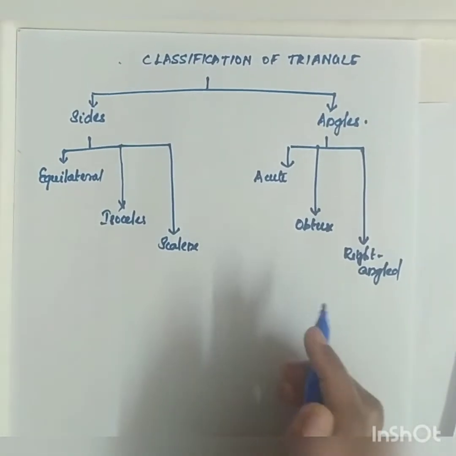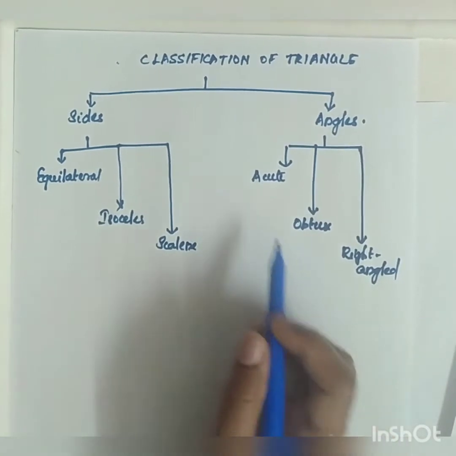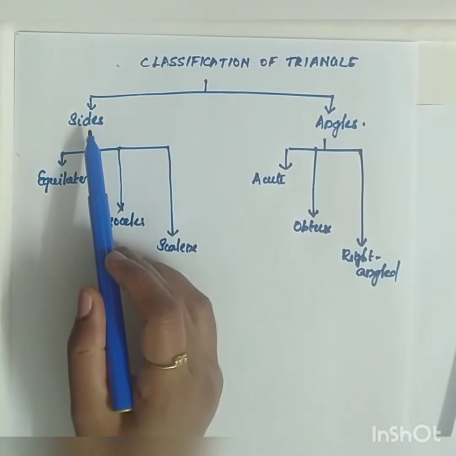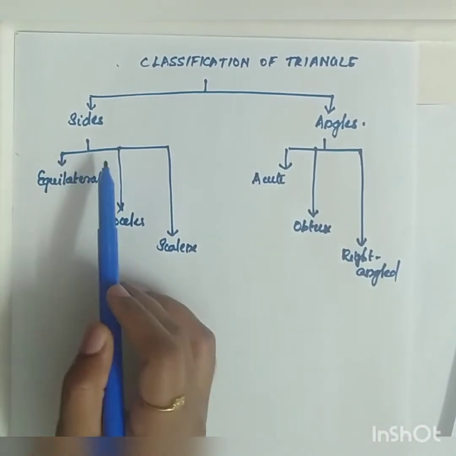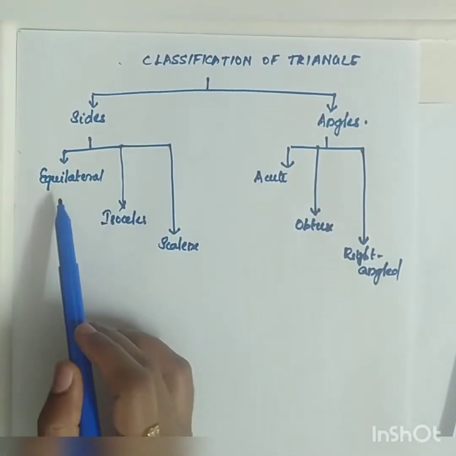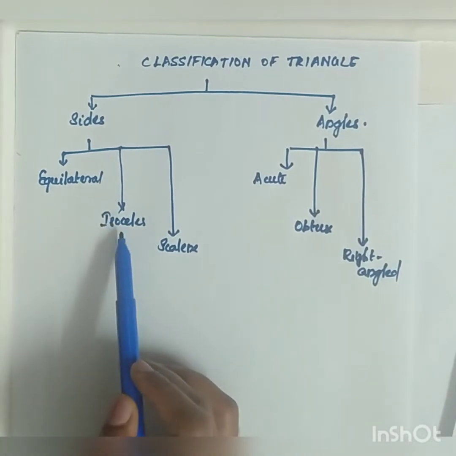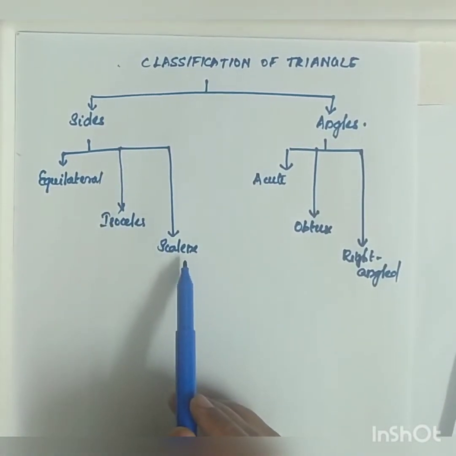So next we can see the classification of the triangle. The classification of the triangle is based on sides as well as angles. Based on the sides, it can be classified into 3 types: equilateral triangle, isosceles triangle, and scalene triangle.